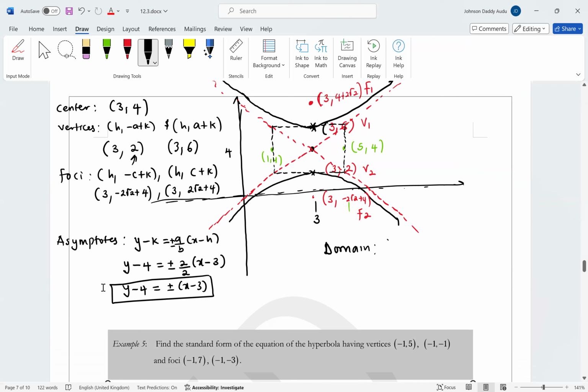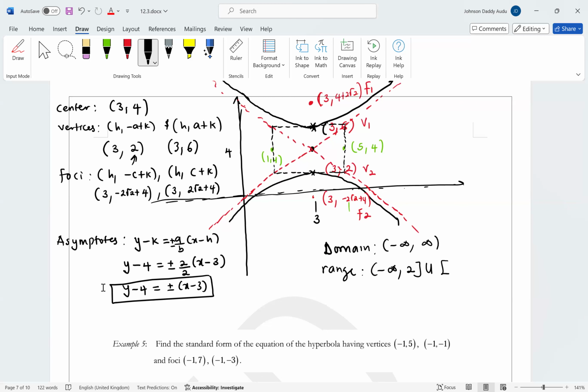Our domain is still going to be minus infinity to infinity, but the range will be from minus infinity to the y value. What is the y value here? The y value here is 2, right? Union 6 to infinity. All right, so let's go to the next example.